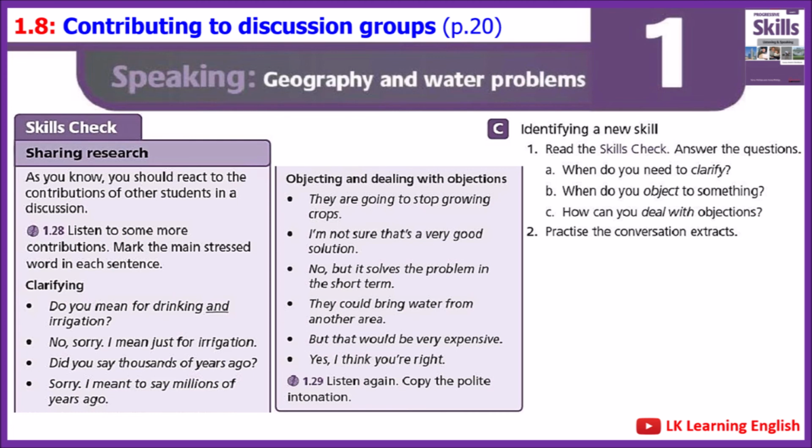Do you mean for drinking and irrigation? No, sorry. I mean just for irrigation. Did you say thousands of years ago? Sorry, I meant to say millions of years ago. They're going to stop growing crops. I'm not sure that's a very good solution. No, but it solves the problem in the short term. They could bring water from another area. But that would be very expensive. Yeah.